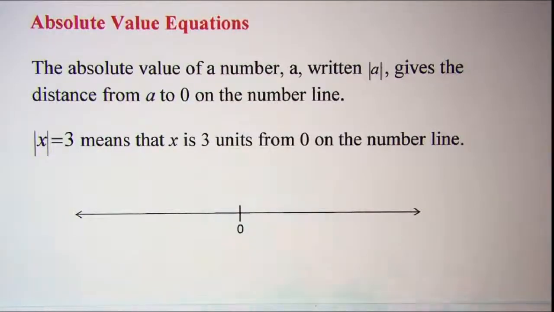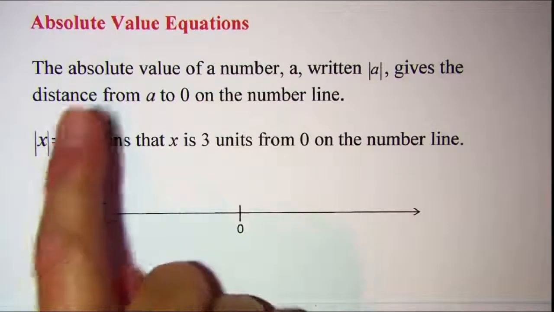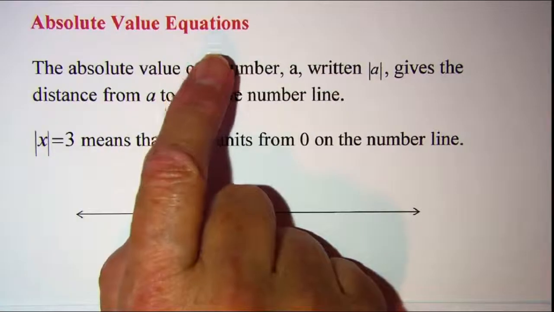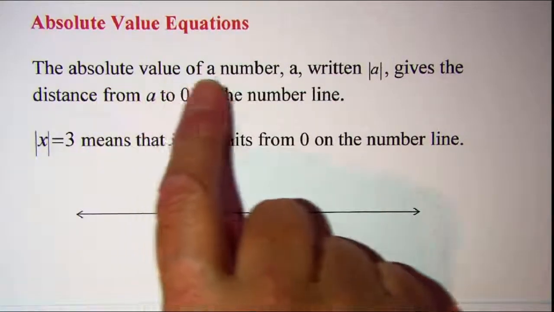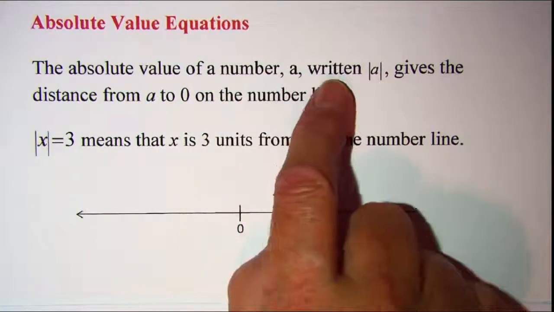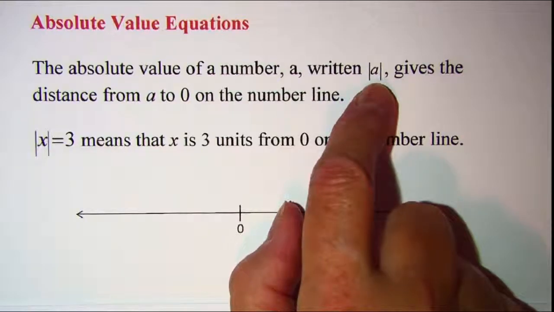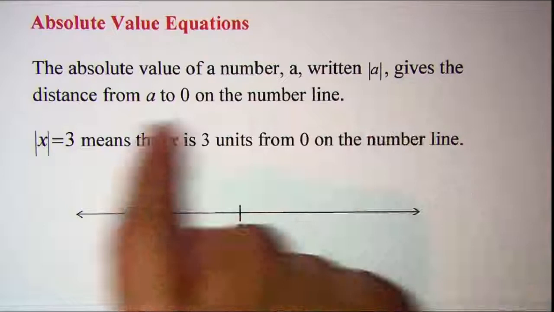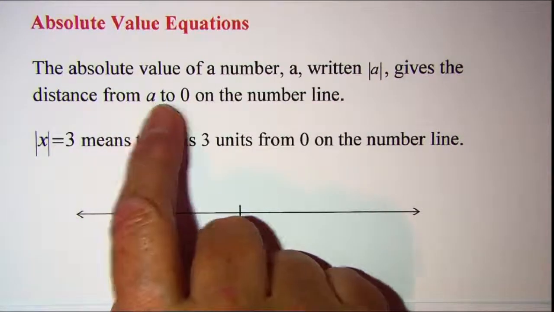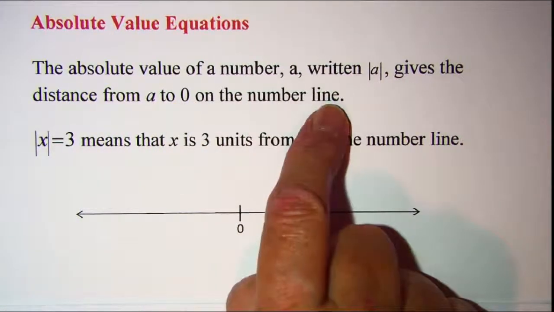In this video, we'll be solving a couple of absolute value equations. The absolute value of a number a, written with the two vertical bars around the argument a, gives the distance from a to 0 on the number line.